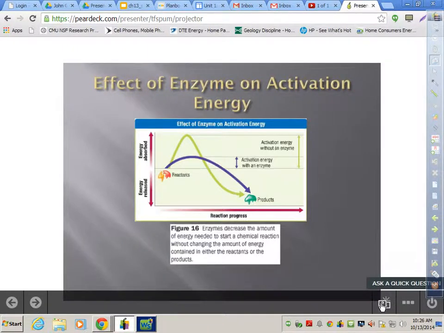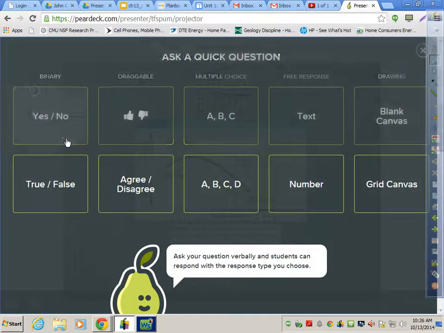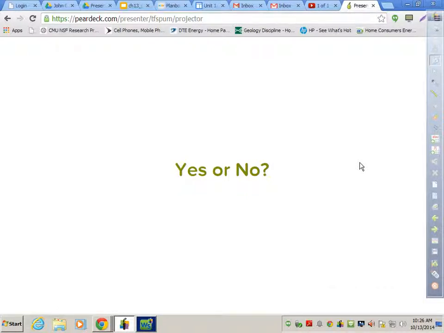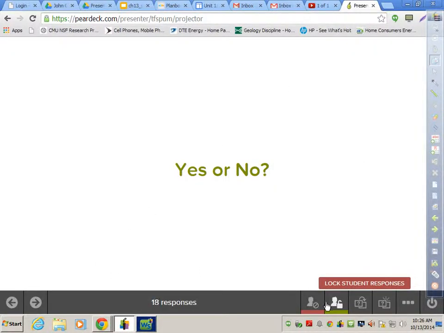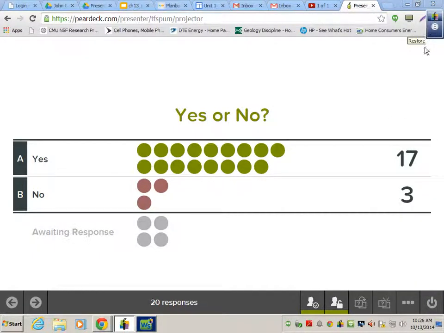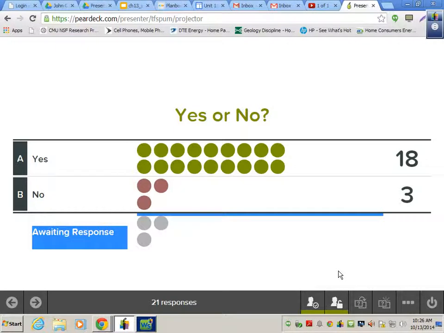How about this? Is there one enzyme for every reaction, or can you use the same enzyme again and again? Is there one enzyme for every reaction in the human body, or do some enzymes do more than one? I know we went over this. That's why I'm reviewing it. A lot of you say yes. Some of you say no. So I know there's 21 of you.